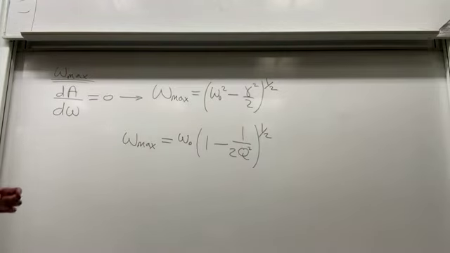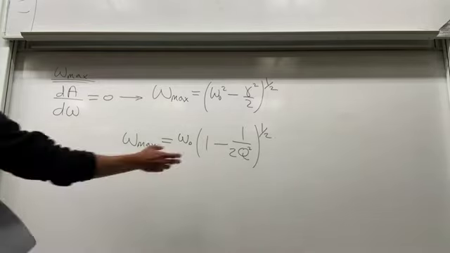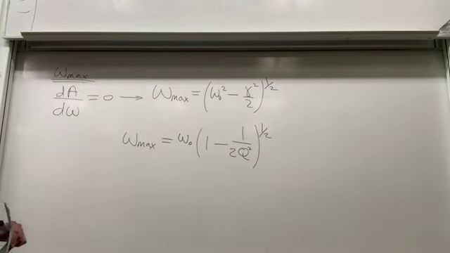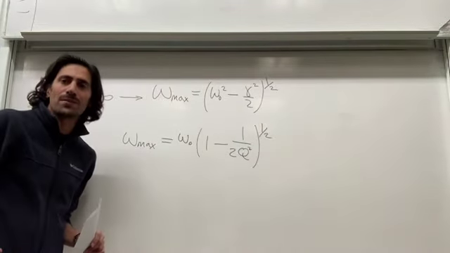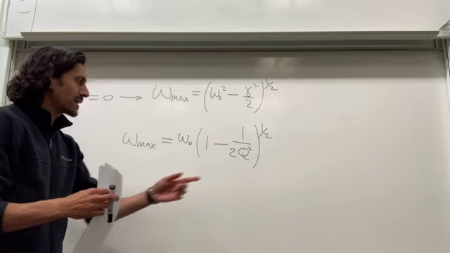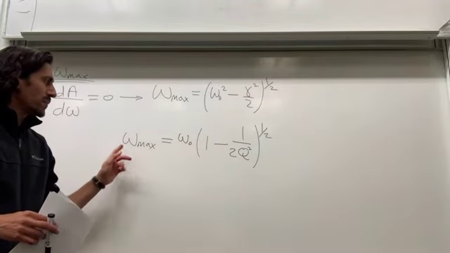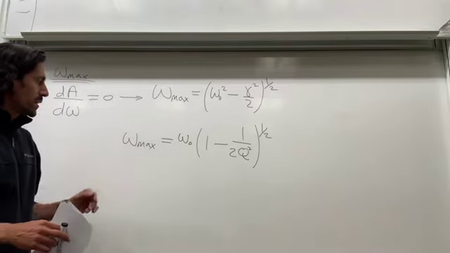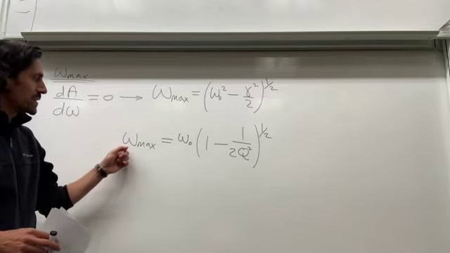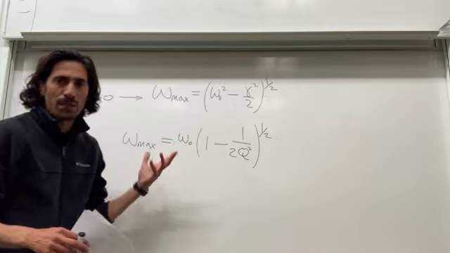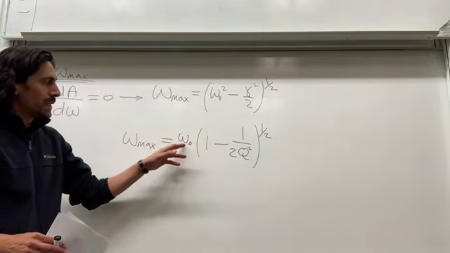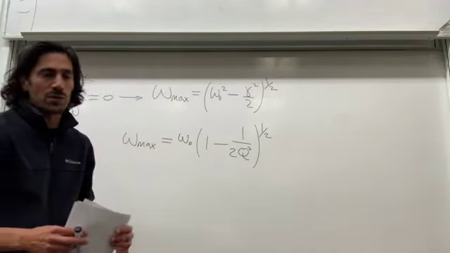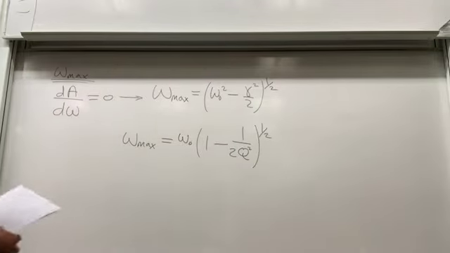So you see that in the case that Q is extremely large, so basically effectively there is no damping in the system, in that case is when we would expect that the frequency of the maximum amplitude would be exactly the natural frequency of the system. All right.